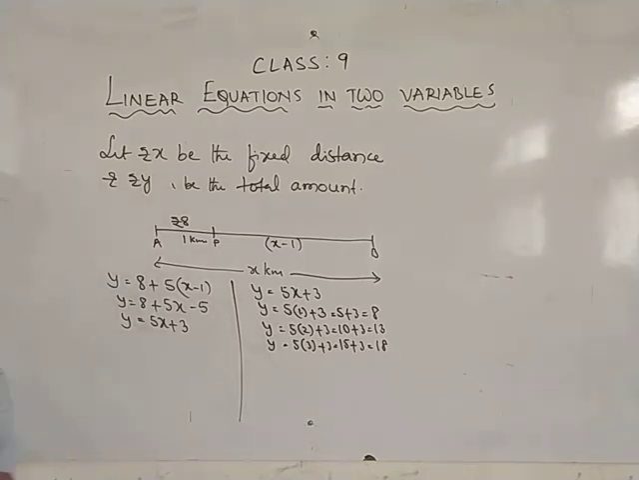You understand? So very simple. The first one is 8, and we keep increasing by 5, because the next kilometer will charge 5 rupees. So you can verify your answers like this. First kilometer, second kilometer, third kilometer. Now if you want to travel 5 kilometers also, you can try.